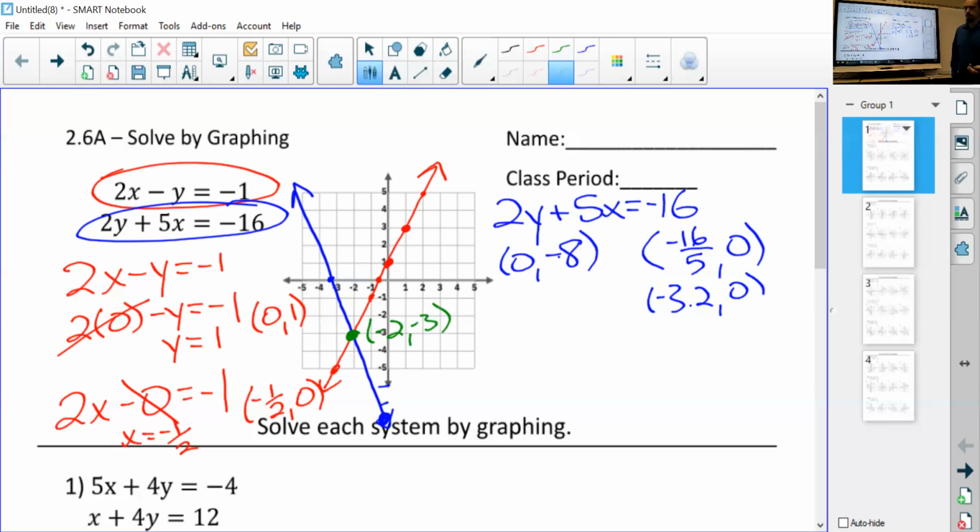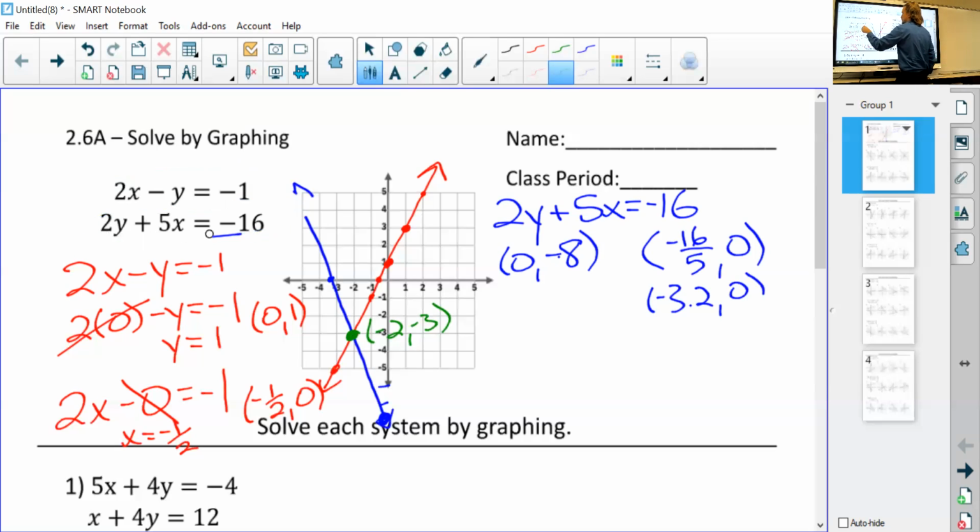That's really what a system of equations is about: if you have two lines, where do they meet? What is the solution for both equations at the same time? So let's test it out. If I substitute these x and y values, I have 2 times negative 2 minus negative 3. Does that equal negative 1? So it's negative 4 plus 3, which is negative 1.